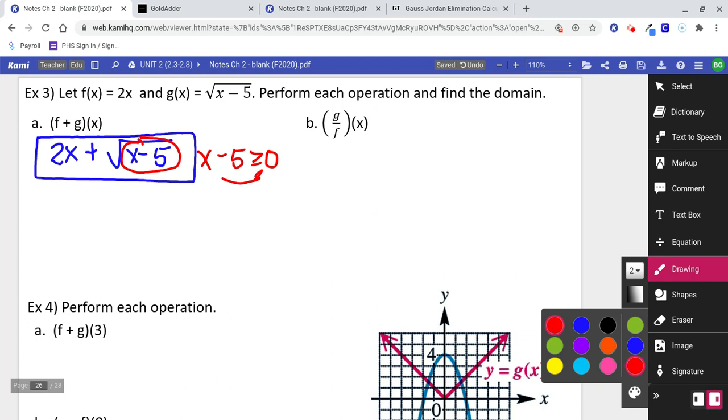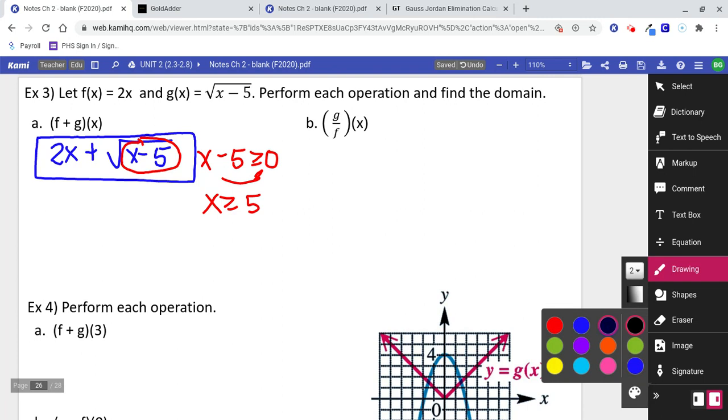So add the 5 over. X must be greater than or equal to 5. If you plugged in any number, try it. If you plugged in 4, you're going to get a square root of a negative number. If you plugged in anything that's less than 5, you're going to get a square root of a negative number. Okay, so that's not allowed.